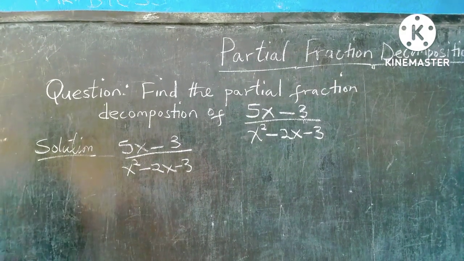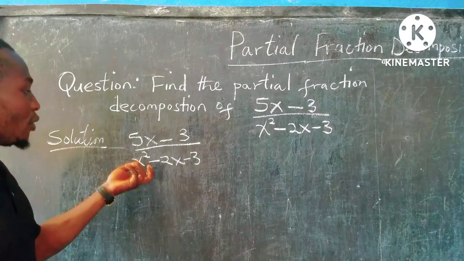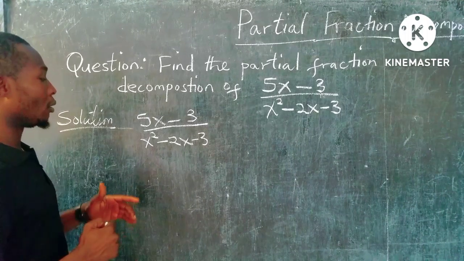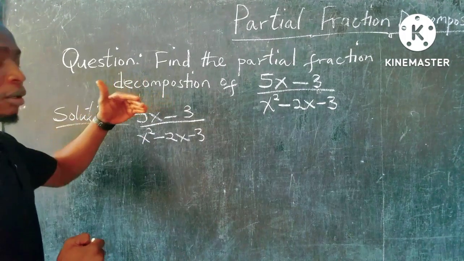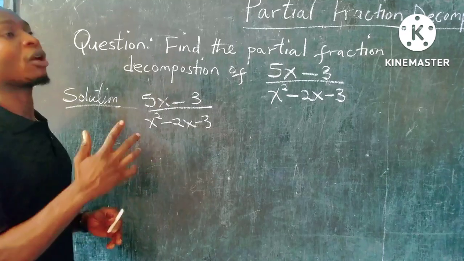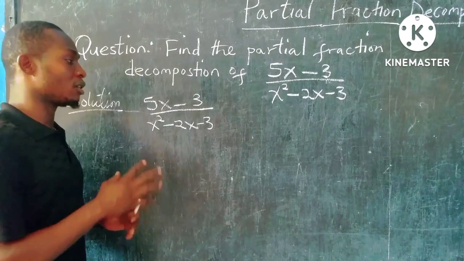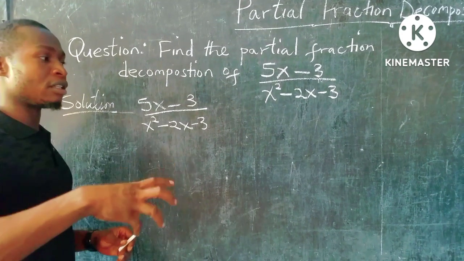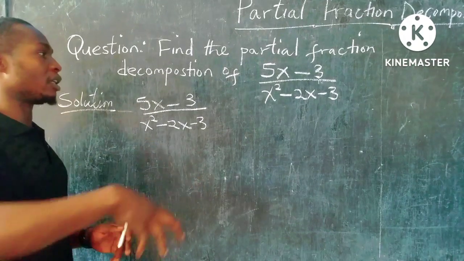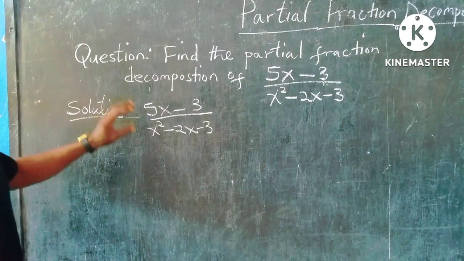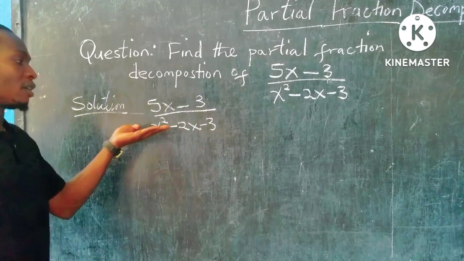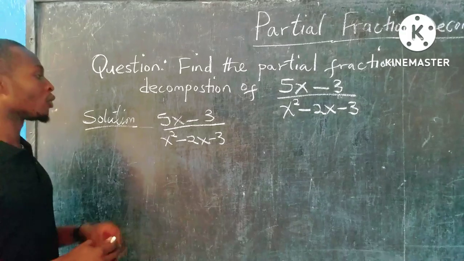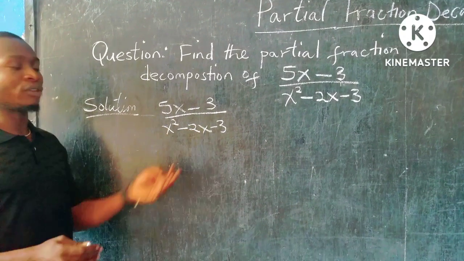So the good thing about this problem is the denominator here is already greater than the numerator. This is a proper fraction. In cases where the numerator is greater than the denominator, which is an improper fraction, we use a division of polynomials approach, and then we can reduce it. But for this case, we already have a proper fraction, where the denominator is greater than the numerator. So what we're going to do now is find the factors of the denominator.